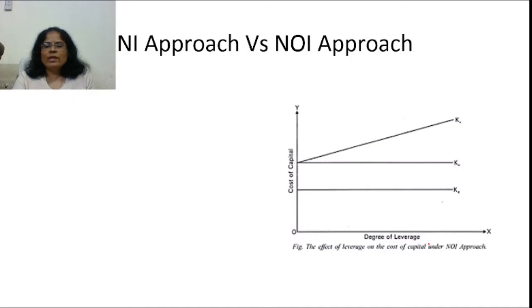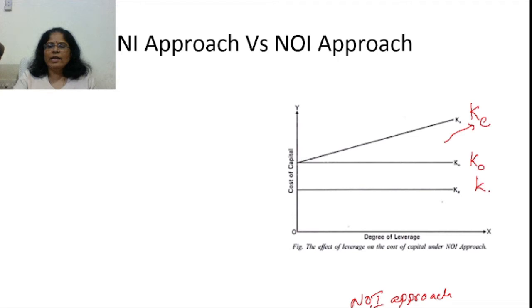So this is the NOI approach, the net operating income approach. You remember, KE is going to change. Yes, this KE is going to change. It is increasing, right? But what is happening to KO and KD? Those are constant, right? As the degree of leverage is increasing, the cost of equity is going to change, but the remaining two are constant.